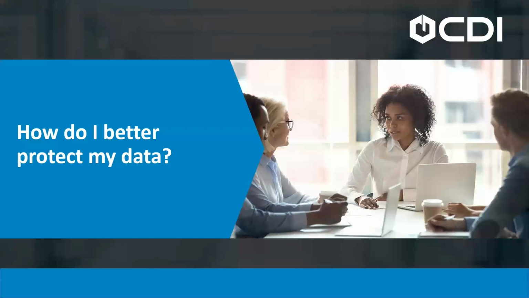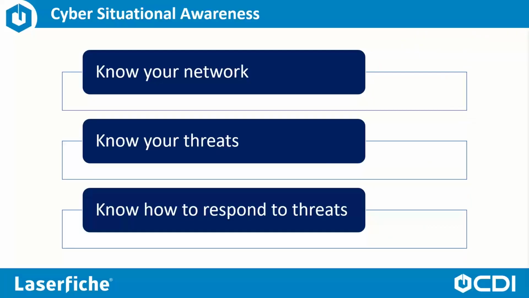So you might be asking yourself, how do I better protect my data? Well, cybersecurity starts with cyber situational awareness. You can't protect what you can't see, so it's all about knowing your network, what's internet facing, what applications are installed. Knowing your threats, who your attackers are, and knowing how to respond to those threats.